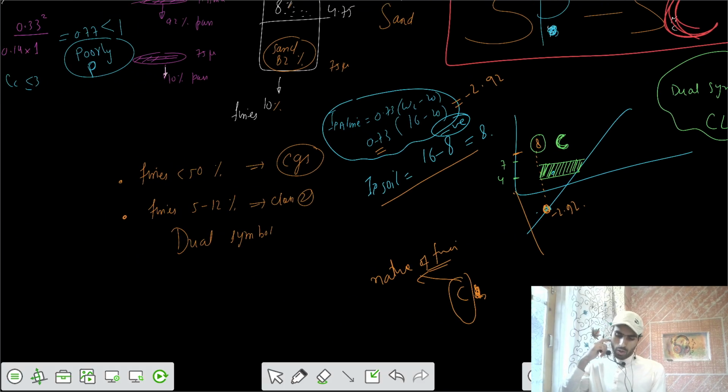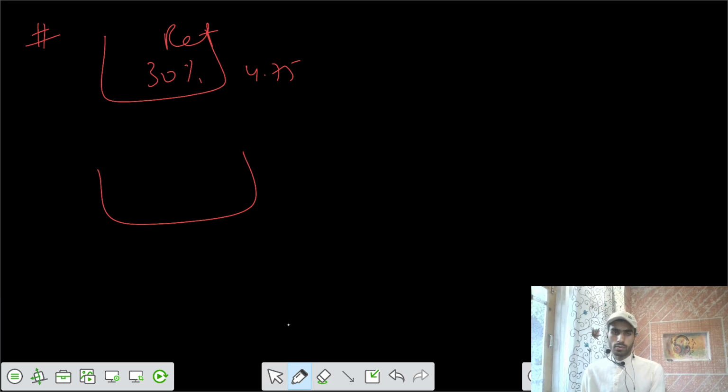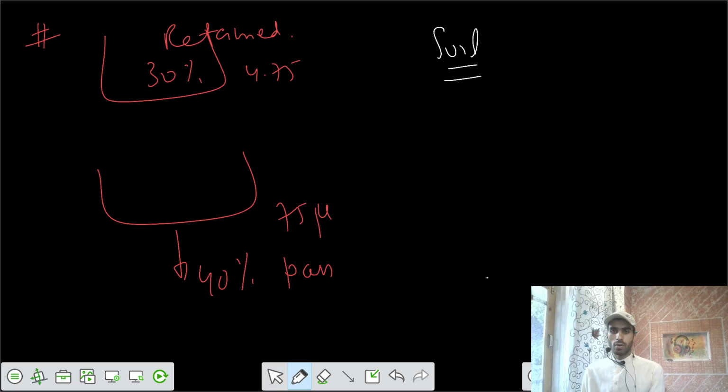Now, is there any one more problem? Yeah, the final problem. Let's say that 30% is retained on 4.75 mm and 40% passes 75 micron. This is passing, this is retained. Now calculate and tell me what should be our soil classification? And for the values of Cu greater than 8, Cc equals 2. This is given to you.